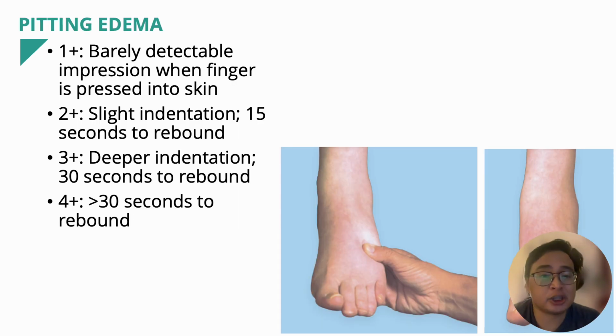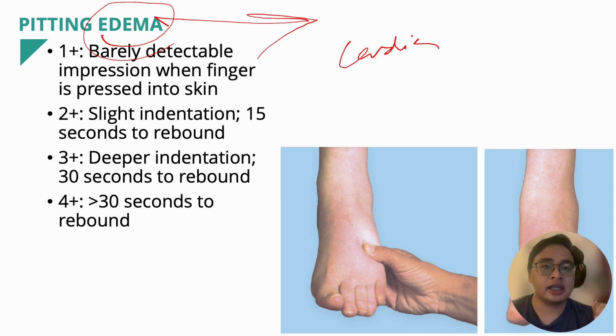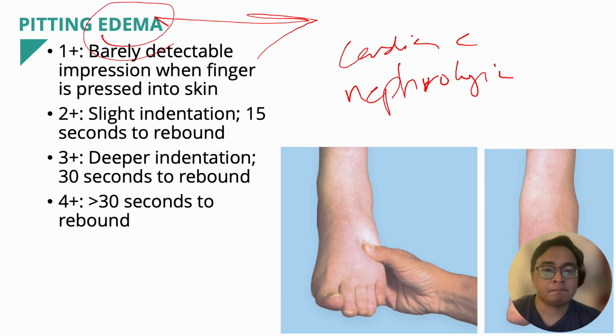Before we move on to the special techniques, there are also ways to grade edema. There are many causes of edema. Depending on the cause, it could be ascending edema in cardiac conditions. It could be descending, starting from the face, going down for kidney diseases or nephrologic conditions. So, it depends. But either way, you're going to rate it depending on these factors.